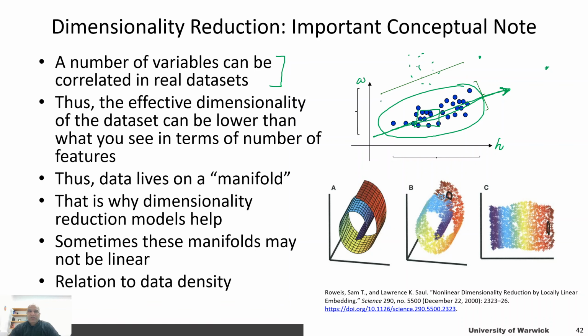Now, it's not always that we have such linear dependencies between different variables. Sometimes variables can be dependent upon each other in non-linear ways. What I mean by that, I'll try to explain. If you look at this particular plot, we see that height and weight have a linear relationship that captures most of their covariance. However, that may not always be the case.